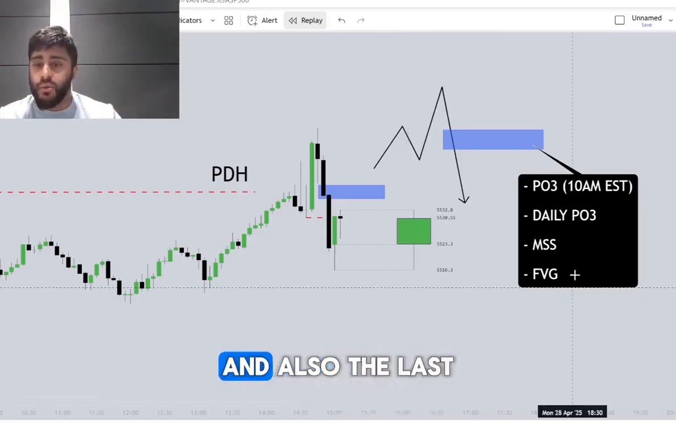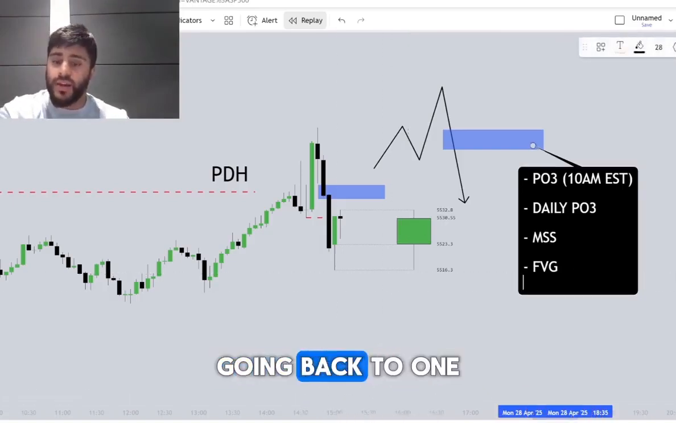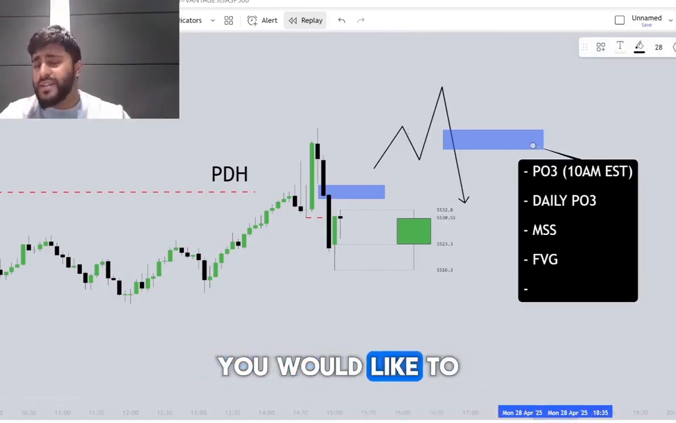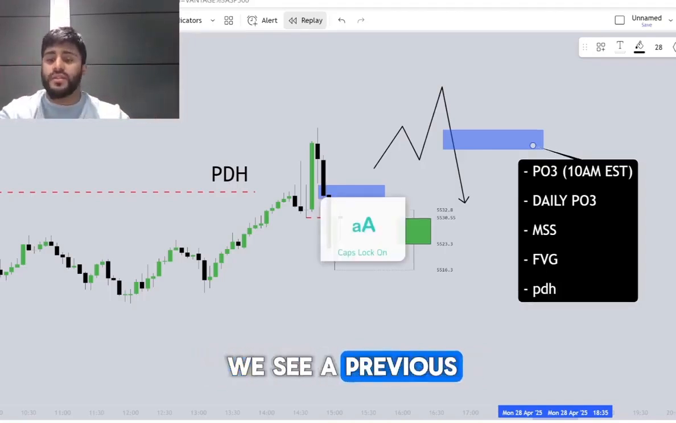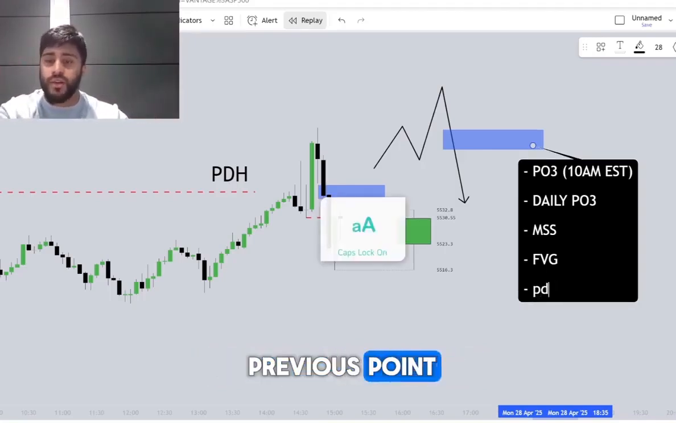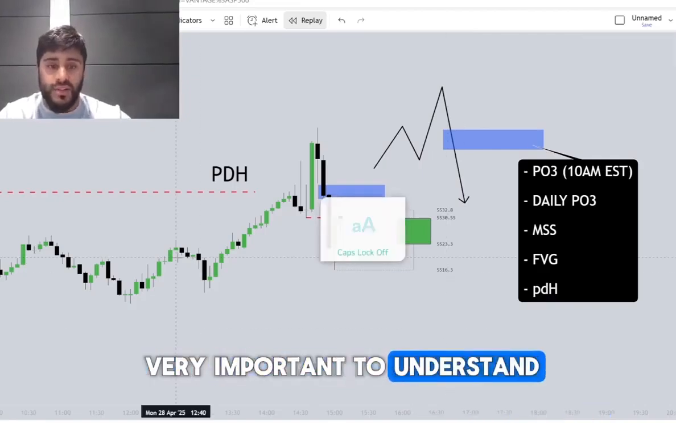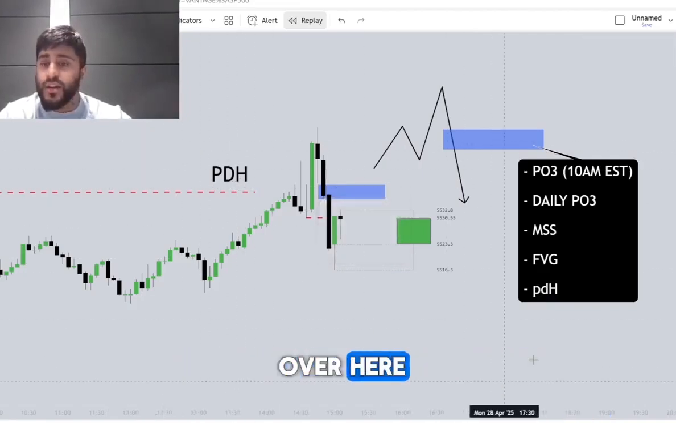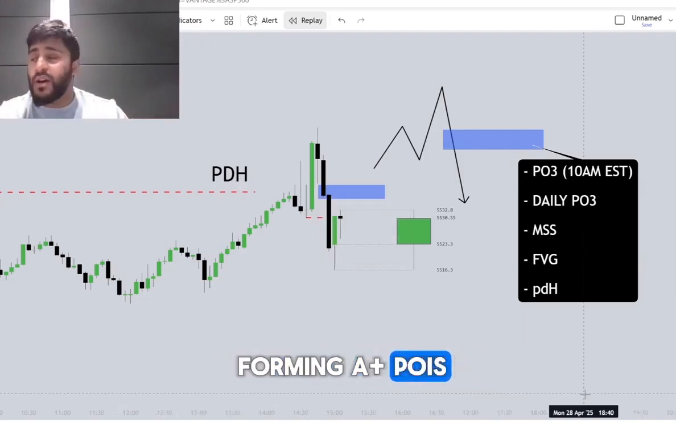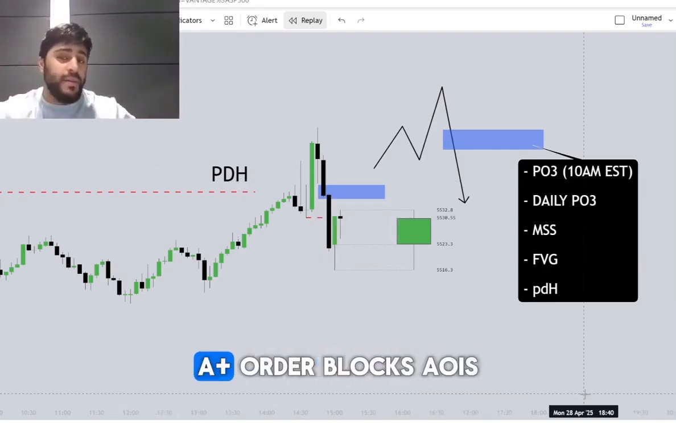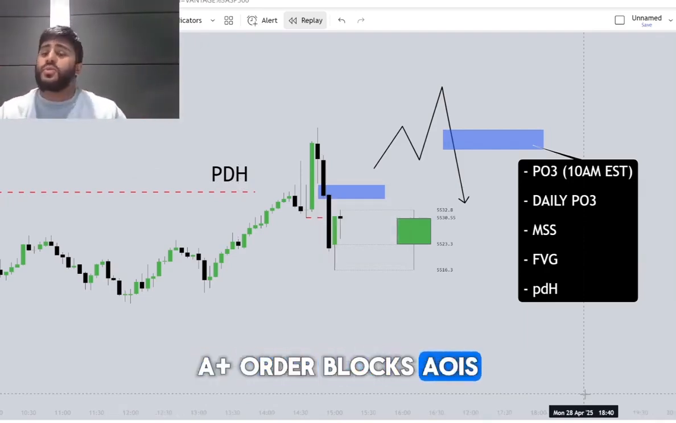That's important to understand. And also the last thing, going back to one of my previous points, you would like to see a fair value gap after a major sweep of liquidity. In this case, we see a previous day high sweep. Going back to our previous point, previous day high, very important to understand. So we have that previous day high sweep over here. This is my checklist when it comes to forming A plus POIs, A plus supply zones in this case, A plus order blocks, AOIs, whatever you want to call them.